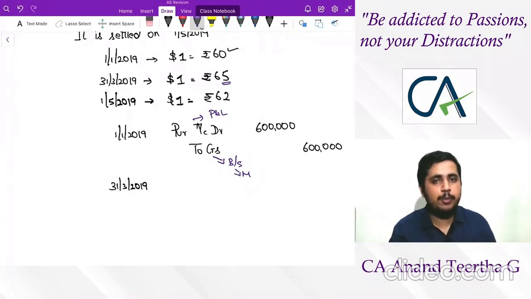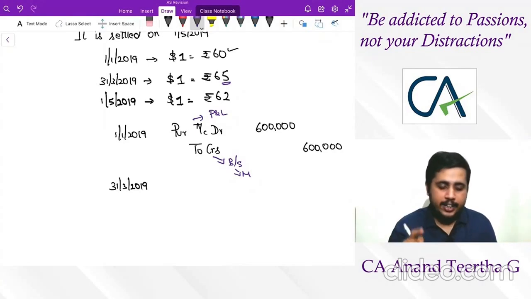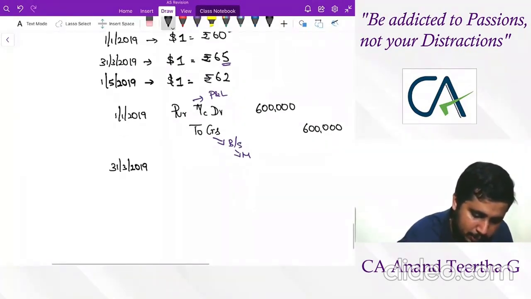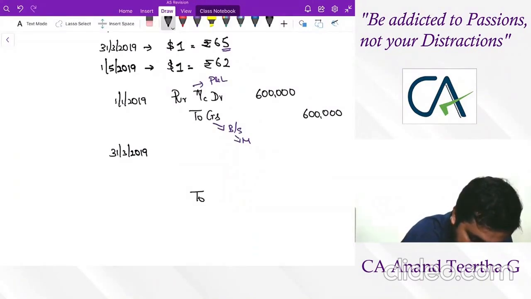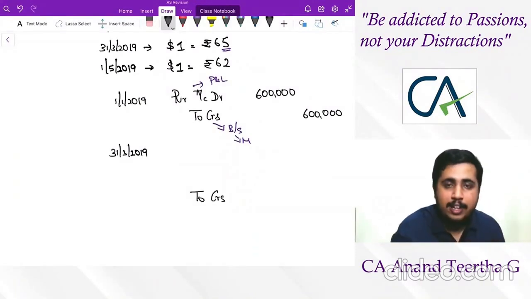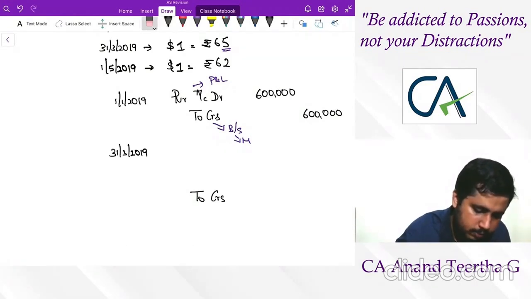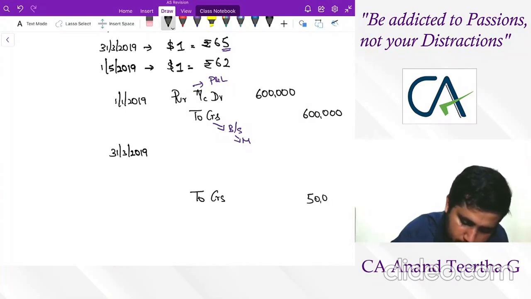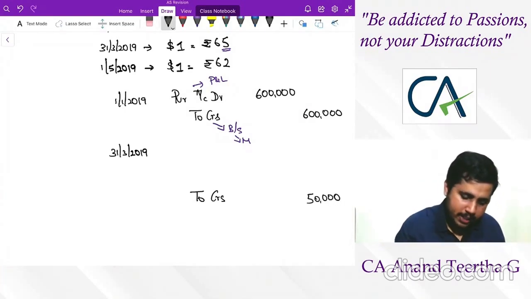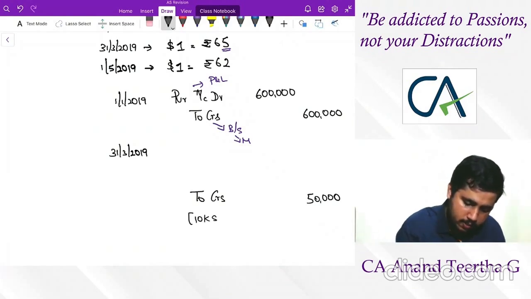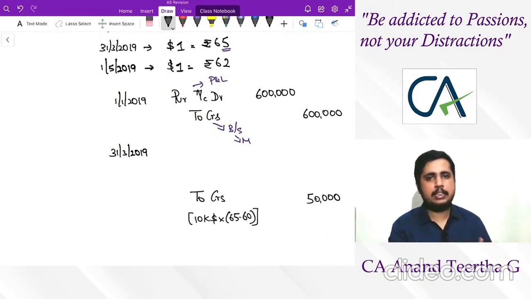So because of this, what's happening? A 60 rupee creditor is now treated as 65 rupees. 5 rupees per dollar, the creditor is increasing. Creditor is a liability. If a liability is supposed to increase, then it has to be credited. How much? 5 rupees on $10,000, so 50,000 credited. So basically, what did I do? $10,000 into 65 minus 60. That is how I have considered it.